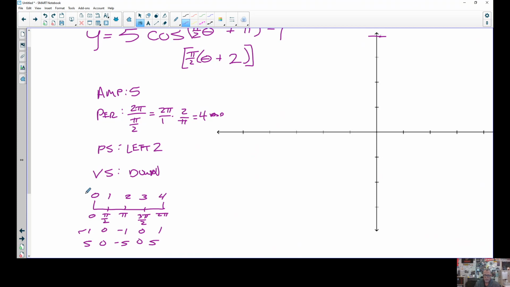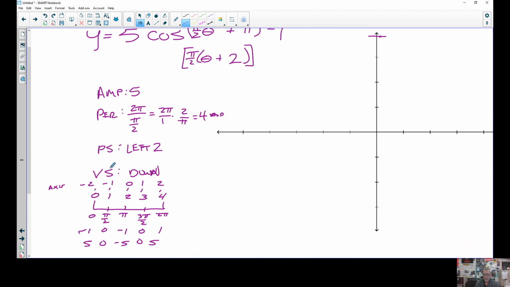But not so nice to us again. What did it tell us about the phase shift? The phase shift is left 2. So I have to subtract 2 from each of these. So this is -2. This would be -1. This would be 0. This would be 1. This would be 2. So these are the things I'm going to mark on my axes, right? These are the coordinates I want.